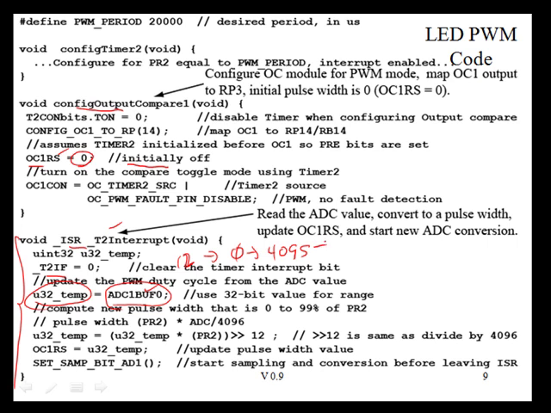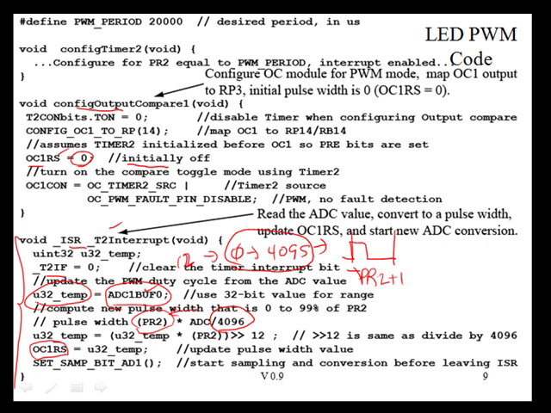We now want to map this somehow to a pulse width. How are we going to do that? Well, we know that the period is proportional to PR2 plus 1. So we're going to take this ADC value, which ranges between 0 and 4095, divide by 4096, and multiply that by PR2. That way we'll get a percentage of PR2 as our new value, and we're going to write that to this OCRS register.